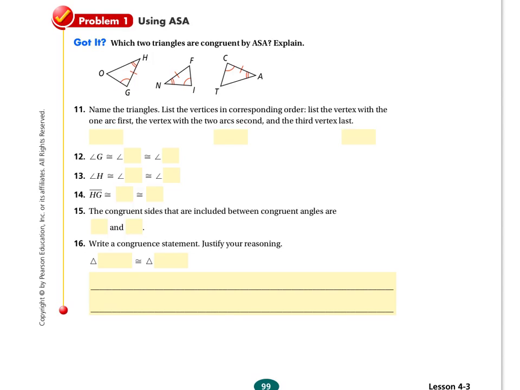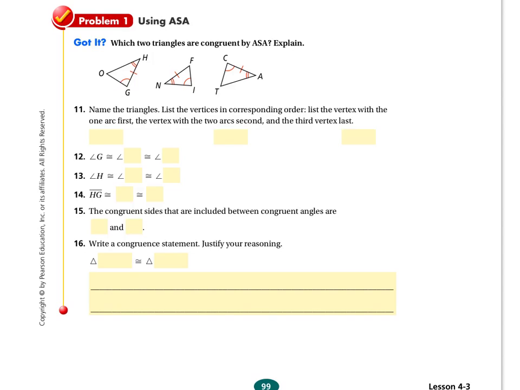So let's look at problem 1. Which two triangles out of these three are congruent by angle-side-angle? Take a second and see if you can figure it out. Okay. Number 11, I'm going to say for you to complete and hit pause on this lesson to complete it for the sake of time. So I'm going to continue to number 12.